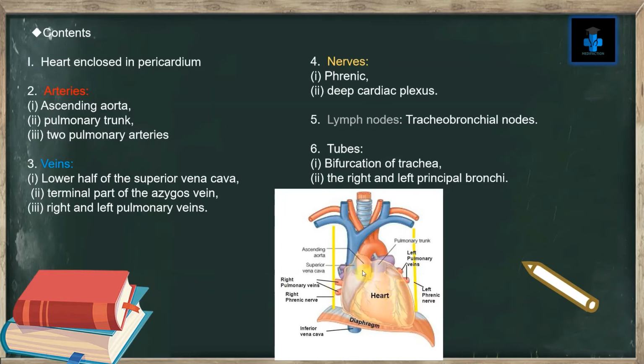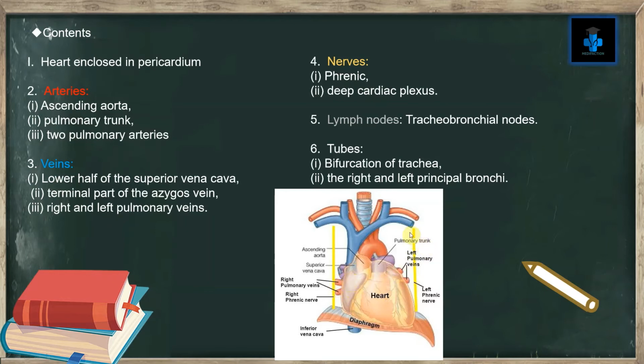As we know, the heart is enclosed in the pericardium. The arteries present are the ascending aorta right here, and also the pulmonary trunk right here, and we can observe two pulmonary arteries. In veins, we can see the lower half of the superior vena cava. This is the superior vena cava, and we can see the terminal part of the azygos vein, and also right and left pulmonary veins. This is the left pulmonary vein, this is the right pulmonary vein.